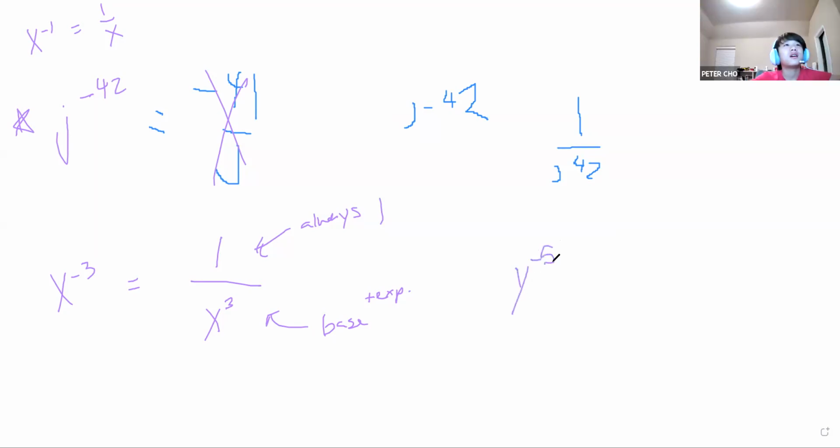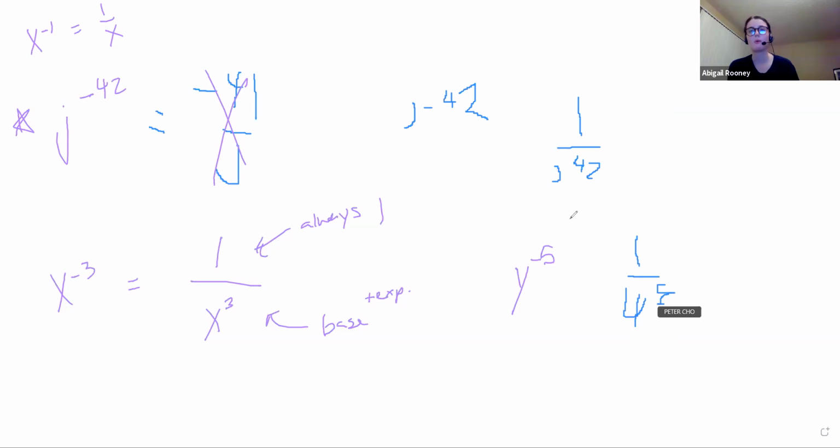Okay. Let's do this one. This one will be so easy after I gave you 42. So how can we rewrite y to the negative 5th power? Y to the negative fifth power. There, 1 over y to the 5th. Perfect. Good job. Is this kind of making sense, what we do with the negatives? How we rewrite? No. Okay.